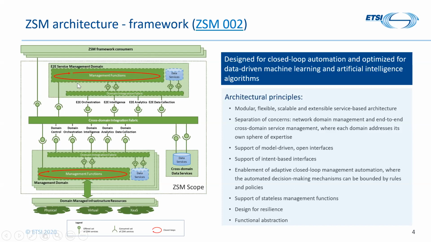The end-to-end service management domain at the top represents the management of an end-to-end service, which is essentially a composition of several management domains. The end-to-end management domain also holds the service level metrics and KPI, while the management domain holds the KPI for the specific network elements.